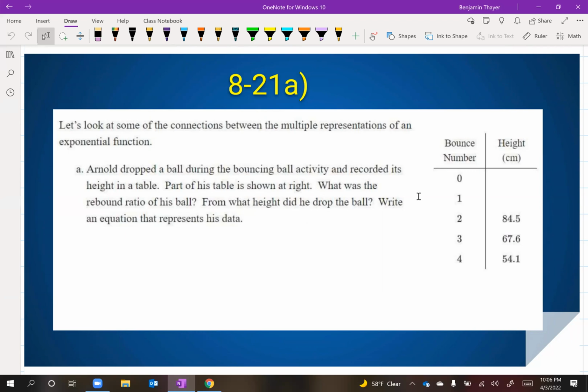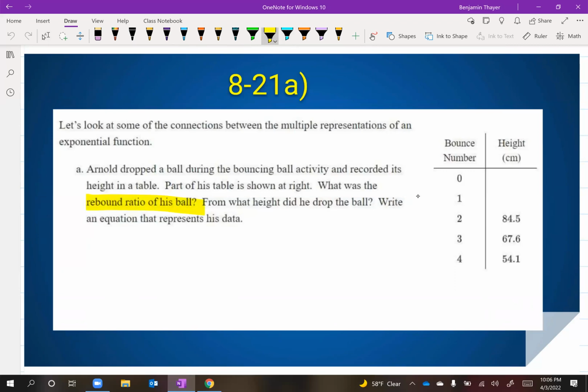Arnold dropped a ball during the bouncing ball activity and recorded its height in a table. Part of this table is shown at the right, but we're missing some important pieces. We're missing the data for bounce number 0, or the initial drop height. And again, after one bounce, we're missing the height. So we need to find the rebound ratio.